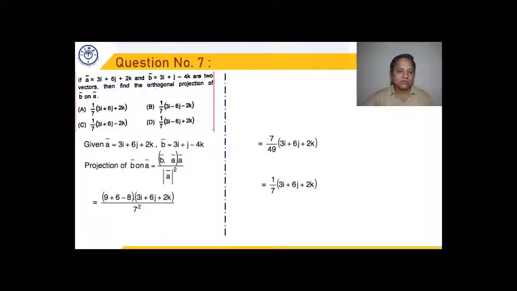And if we carefully look at the choices, we get our answer as choice A. So 1 by 7 times 3i plus 6j plus 2k. So we have to remember this formula. Projection of vector B on A vector, orthogonal projection, it's B dot A scalar quantity multiplied by A vector divided by modulus of A square. We simply substitute the values and get the required answer. That comes out to be choice A, 1 by 7 times 3i plus 6j plus 2k.